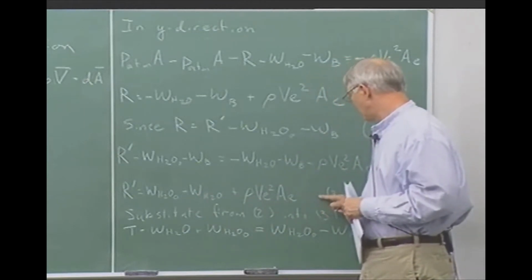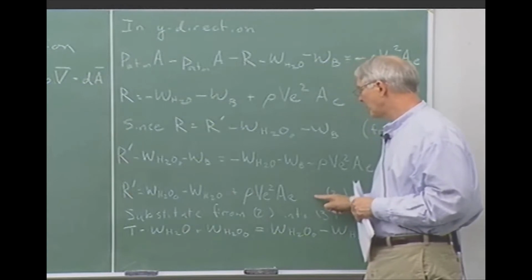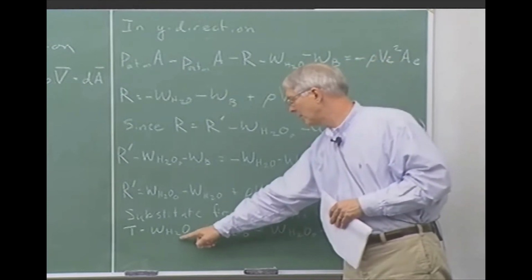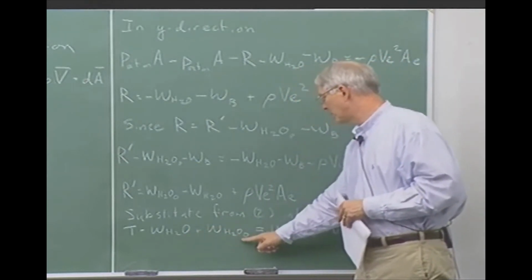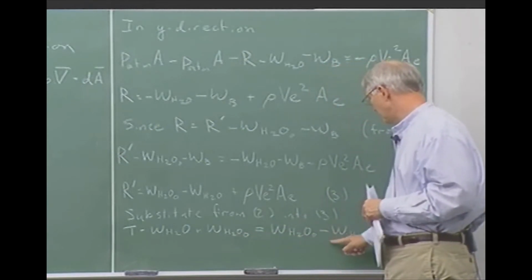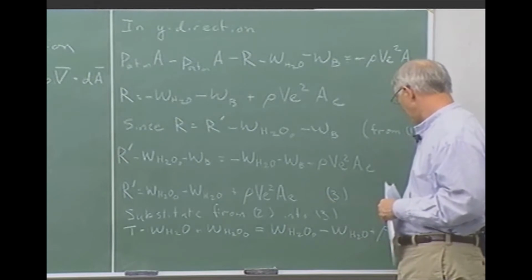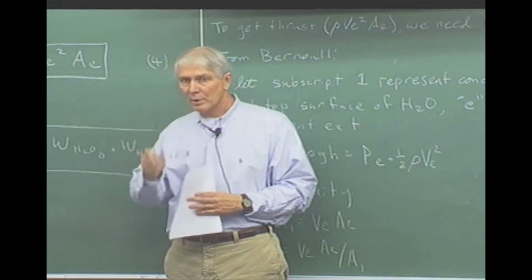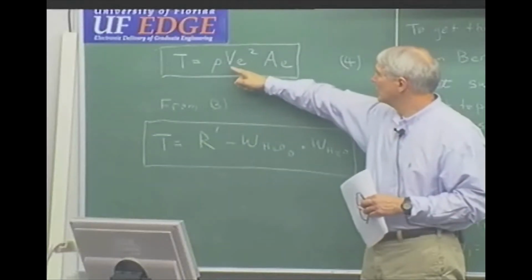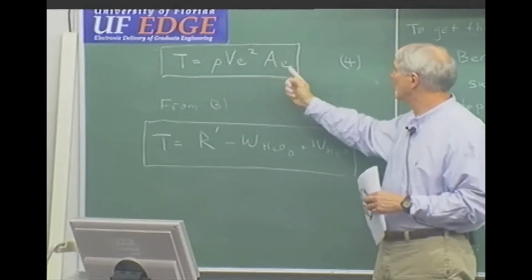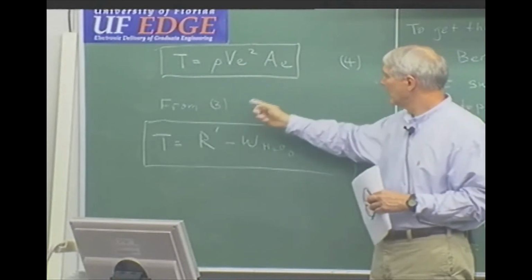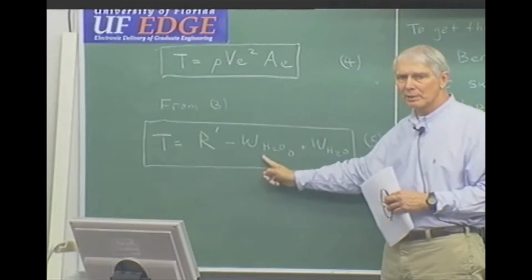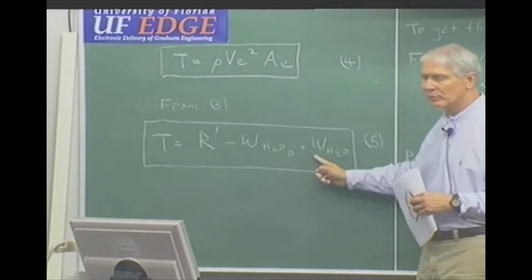And then I'm going to take this equation here, we'll call this equation 3, and I'm going to substitute the results from equation 2 into this equation, and we get thrust minus the weight of the water plus the weight of the water at time 0 equals weight of the water at time 0 minus W H2O plus rho V exit squared A exit. Okay, so then we get that the thrust is equal to rho V exit squared A exit, and we'll call that equation 4. Then from equation 3, we also have the thrust is equal to the reading on the load cell minus the weight of the bottle and the H2O at time 0, plus the weight of the H2O, and we'll call that equation 5.